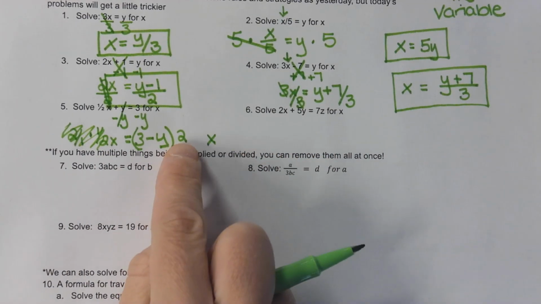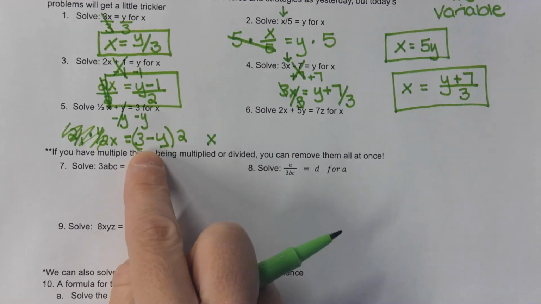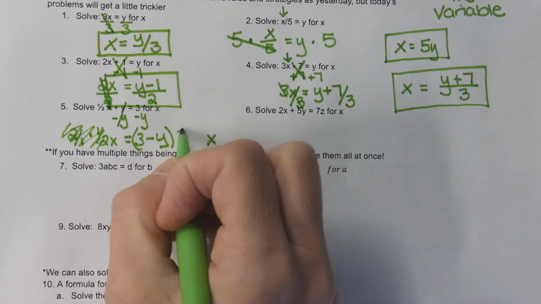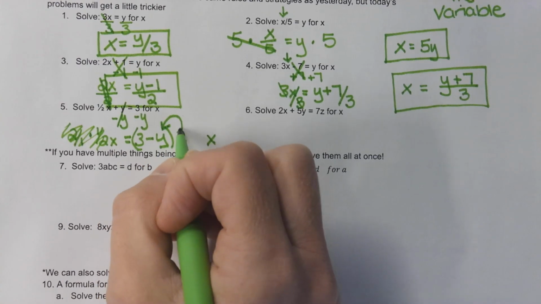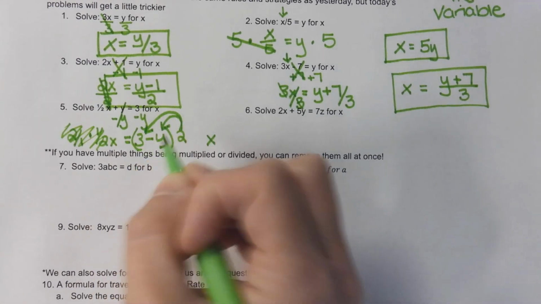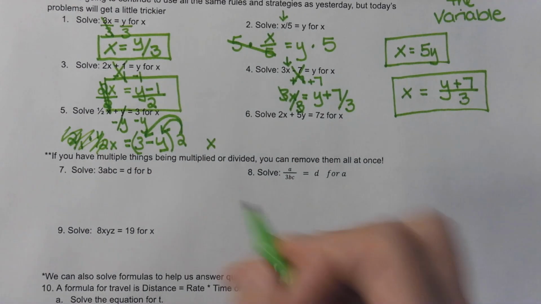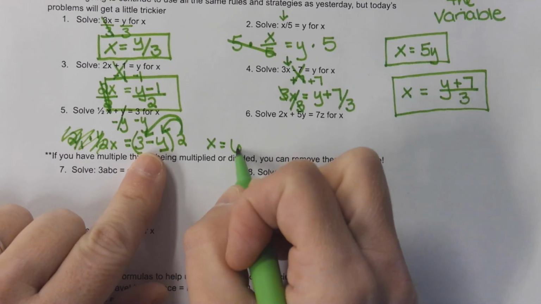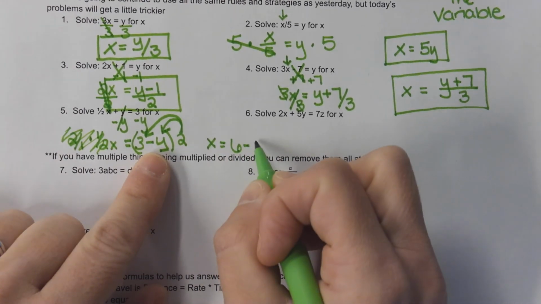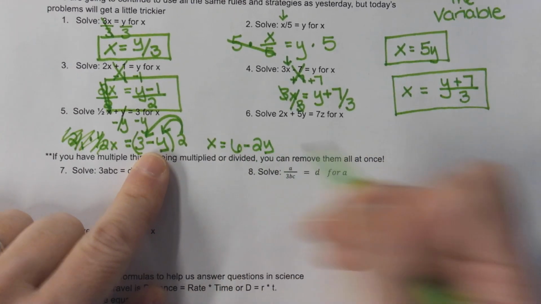And on the right, what do I need to do with this 2 in this parenthesis? Times it in, right? Or distribute is the word that we use too. All right, 3 times 2, 6. Minus 2 times y, 2y.